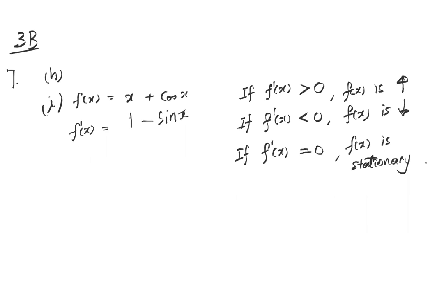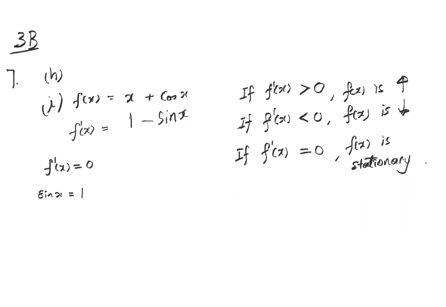So we are going to draw the sign diagram for this, am I right? So if you want to draw the sign diagram for this, what must you do? So you look at this one. So I have to find what is the value of x that will make sin x equal to 1. That is f prime x equal to 0. So sin x equal to 1.